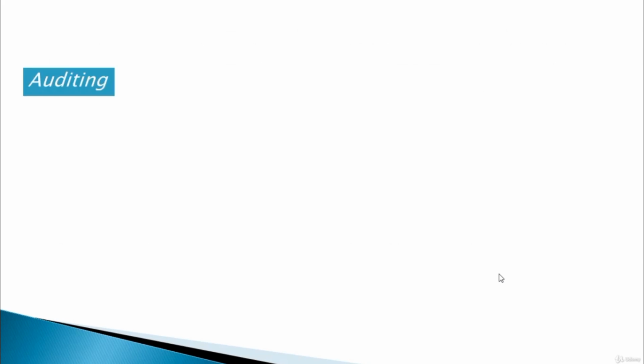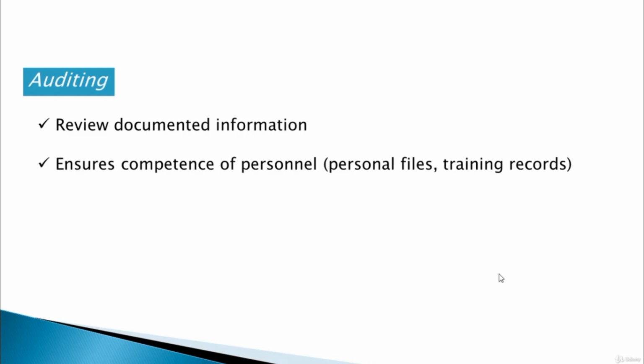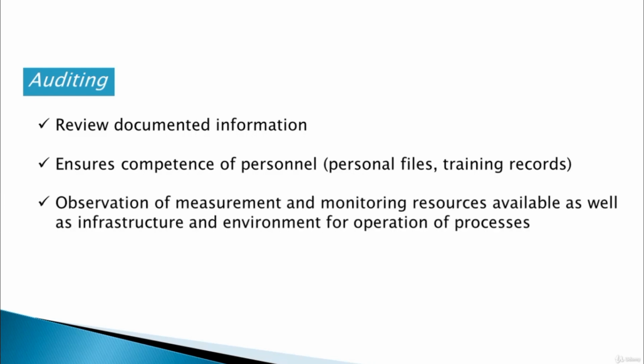Now, as for auditing this requirement, the auditor needs to review documented information, like the personnel files or the training records of the personnel, which of course is basically ensuring the competence of the personnel. The auditor needs to also observe and evaluate the measurement and monitoring of the resources, as well as the infrastructure and environment. The auditor needs to ensure that the organization has suitable infrastructure and environment for its operation of processes.